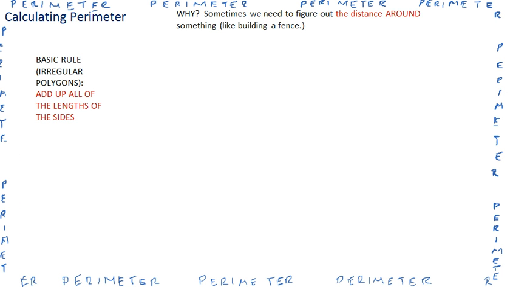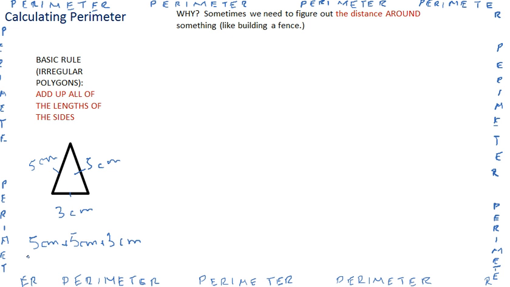So I'm just trying to drag in here an irregular polygon like a triangle. And in this triangle, you just need to know the lengths of all the sides to figure the perimeter out. So if I know that this is 5 centimeters, and this is also 5 centimeters, and this is, for example, 3 centimeters, I just have to add them up. 5 centimeters plus another 5 centimeters plus 3 centimeters, which equals 5 plus 5 is 10 plus 3 is 13 centimeters. That is my perimeter. It's the distance around that triangle.